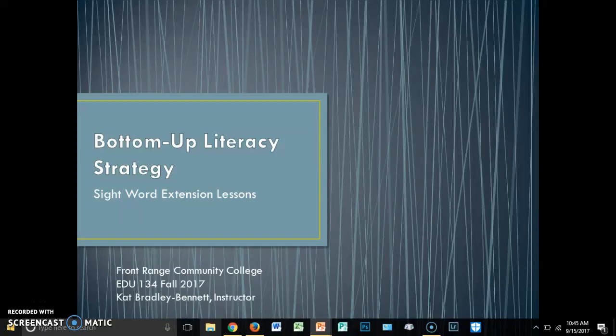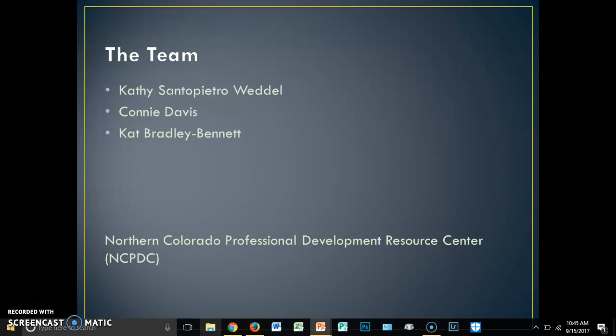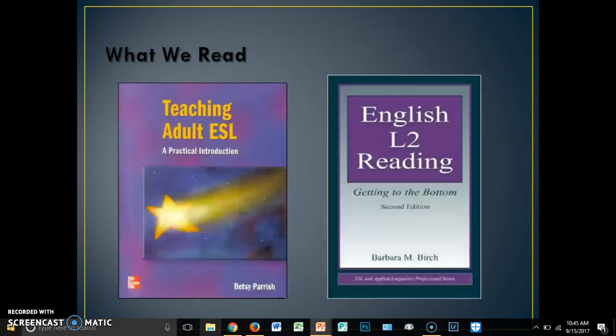This bottom-up strategy is sight word extension lessons. This came out of a project that I embarked on with two of my colleagues, Kathy Santor-Pietro-Waddell and Connie Davis, when we all worked in the Northern Colorado Professional Development Resource Center. This was a library and a professional development center for teachers in the northern part of the state.